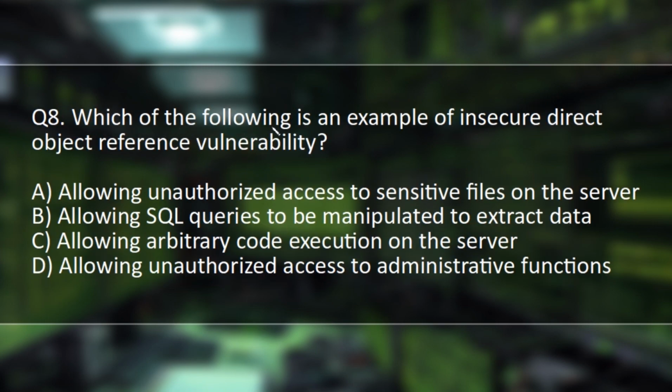Which of the following is an example of insecure direct object reference? We encountered this question earlier. The answer is that it allows unauthorized access to sensitive files on the server. Suppose there is a URL, some http.com, with a question mark and a parameter, file equal to 1 or 2. If you manipulate this number, you will be able to access other resources or data on the website. It's a very layman explanation in very simple language, but it's a lot more complicated. So the answer to this question is unauthorized access to sensitive files on the server.